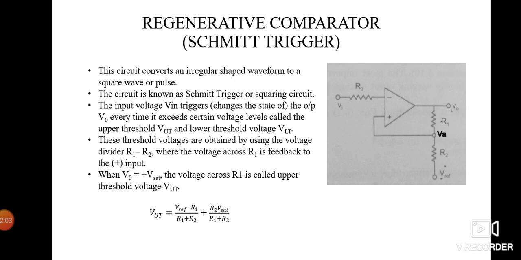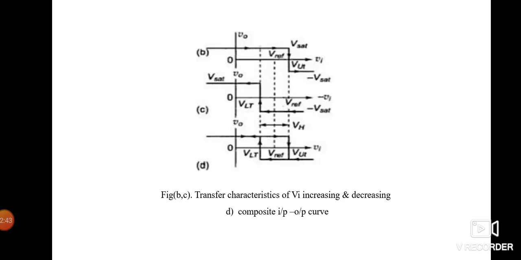The threshold voltages can be calculated as follows. In the first case, suppose the output voltage V0 equals plus Vsat. Then the voltage at the positive input terminal, obtained by using the superposition theorem, is VUT equal to V reference R1 divided by R1 plus R2, plus R2 Vsat divided by R1 plus R2. By using this equation, we can obtain the value of the upper threshold voltage.